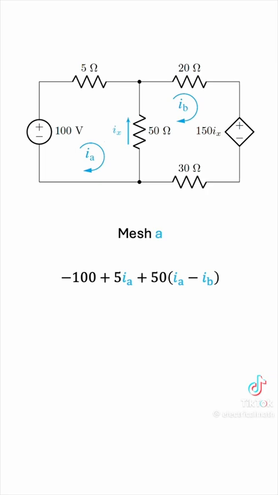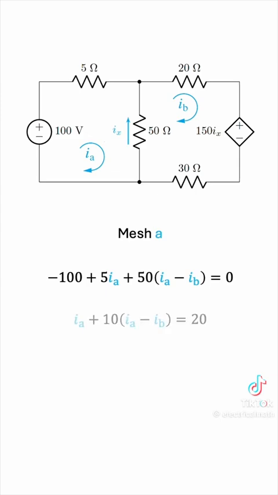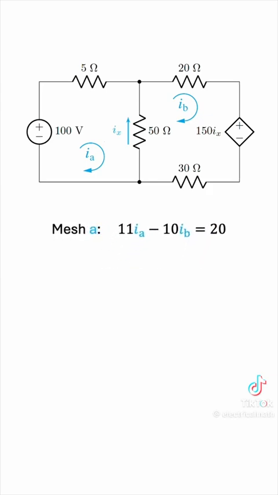We're done, so this must be equal to 0. Let's divide everything by 5 and take the constant to the other side. We can expand the pair of brackets and group like terms. So that's it. This is the first equation involving IA and IB. And now we can turn our attention to the second mesh.